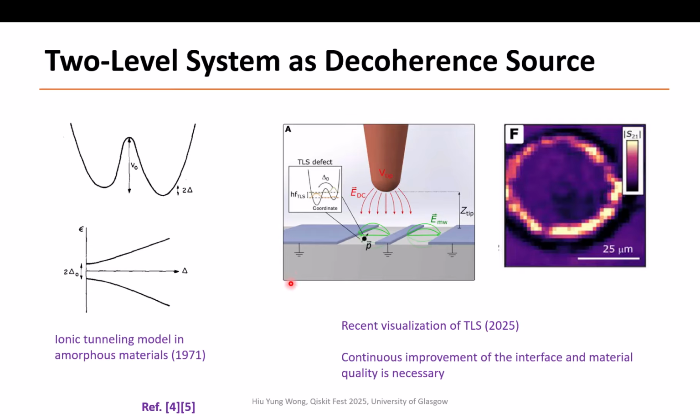Okay, it has been improving since it was proposed in the 1970s. Recently, they have been able to visualize them with a scanning electron microscope. So understanding their properties and reducing their effects on the superconducting qubit is very important to increase the decoherence time.